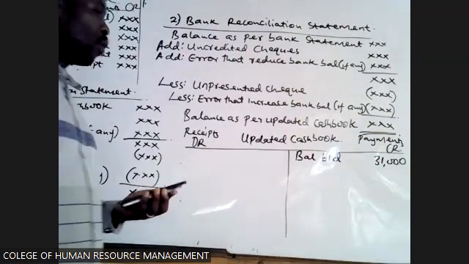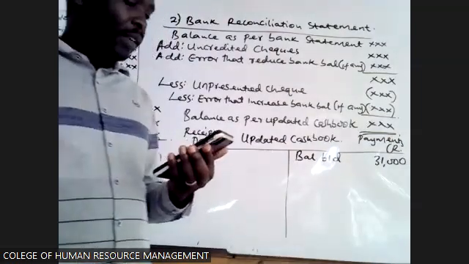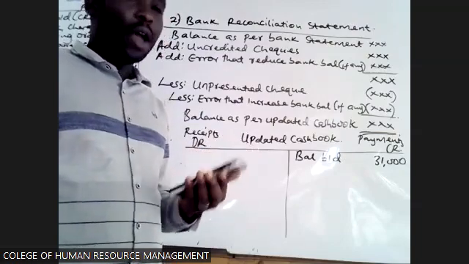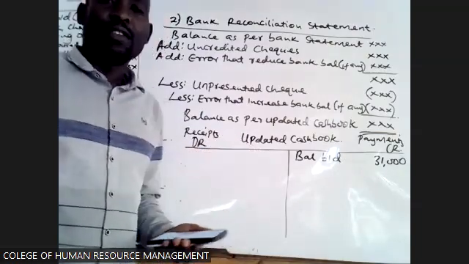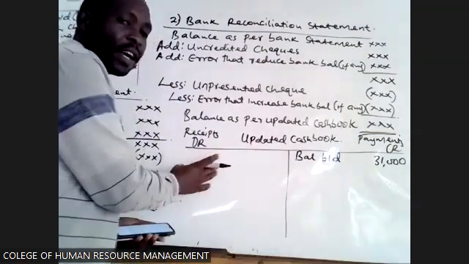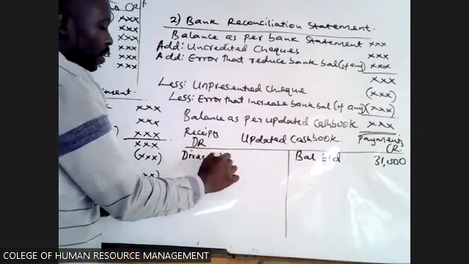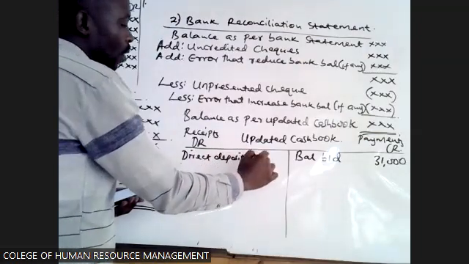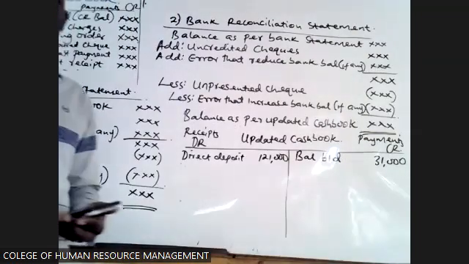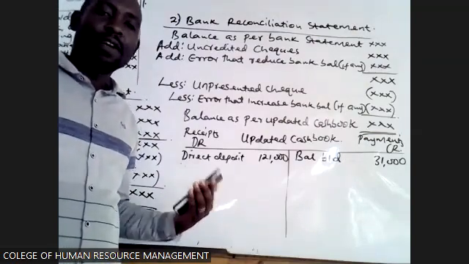Now, let us include what was never received and what was never paid in the cash book. One, some customers had made direct deposit into the bank amounting to 121,000. Those are direct deposits. Somebody deposited in the bank, you are not aware, receive it in the cash book. So you put it here as direct deposit, 121,000. It was missing on the debit side of the cash book. It was received in the bank, but was never received in the cash book.